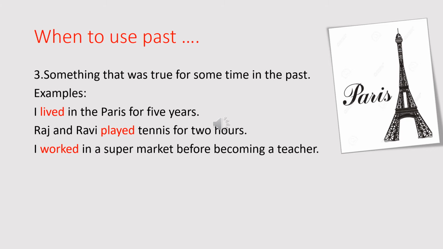Let us see the third example. Something that was true for some time in the past. For example, I lived in Paris for 5 years. That means he is not living in Paris now. Raz and Ravi played tennis for 2 hours. I worked in a supermarket before becoming a teacher. Now he is no more working in the supermarket. He became a teacher.